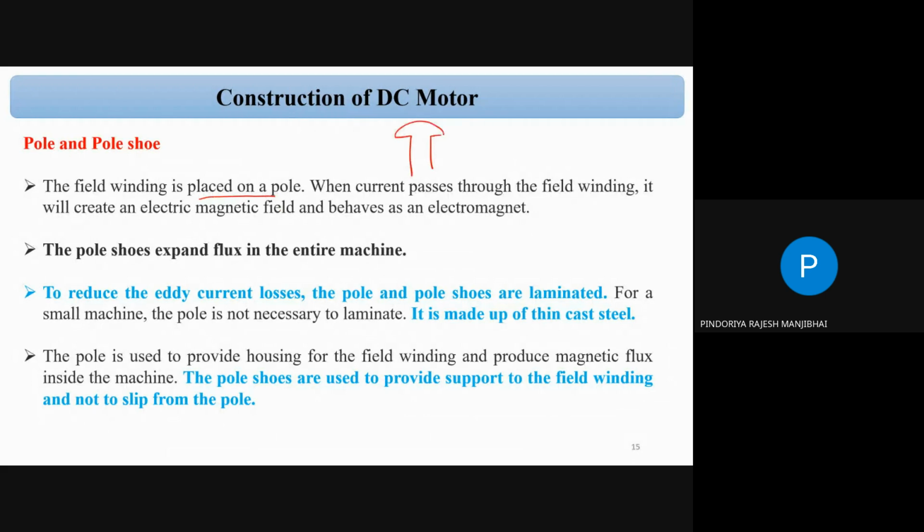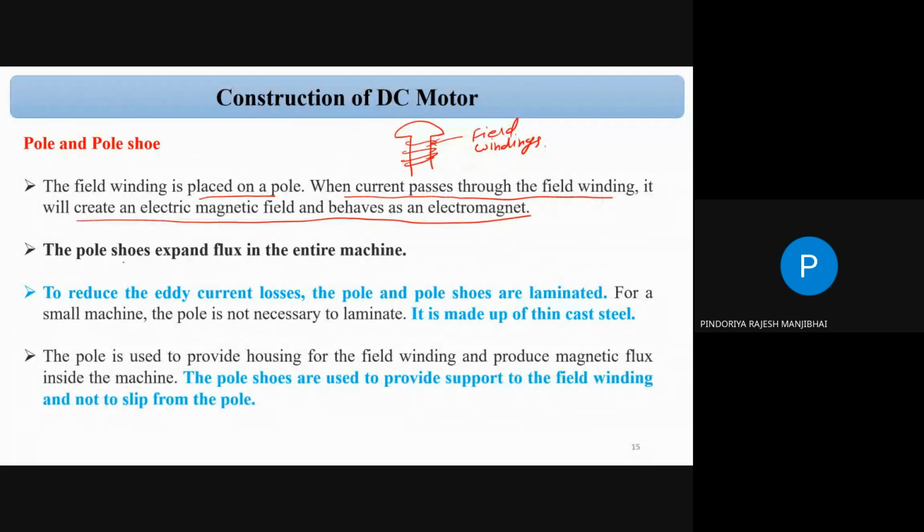Correct? So we can say yes, this is your winding. So we can say field winding, otherwise the armature winding. Correct? So the field winding is placed on the pole. When the current passes through the field winding, it will create the electromagnetic field and behave as an electromagnet.